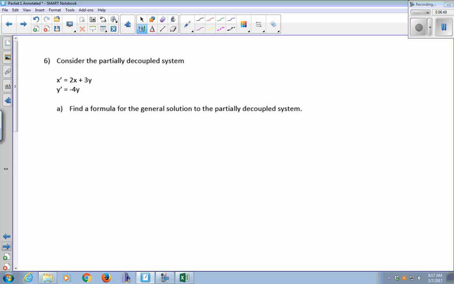All right, so x prime is 2x plus 3y, and y prime is negative 4y. So one of those I can just solve by separation of variables, or maybe I just know what the solution is, right? So y of t, I would solve by separation of variables, and maybe you've done that enough times that you know that's going to come out to k e to the negative 4t.